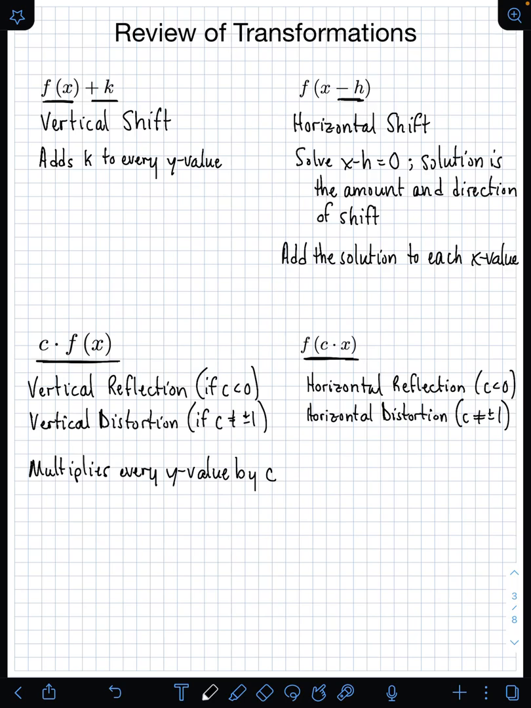Now, what we get here, however, is that inverse kind of relationship, whereas in the vertical shift and the vertical reflection and distortion, we do what it says. If it has plus k, we add k. If it has times c, we multiply by c. With the horizontal, it always has something of an inverse relationship. That's why for f of x minus h, we end up adding the solution to each x value. And the idea is the way we'd get x by itself is add h to both sides. So we get a similar kind of situation here. In order to get x by itself, so to speak, we would end up having to divide by c. And that's exactly what happens to every x coordinate.